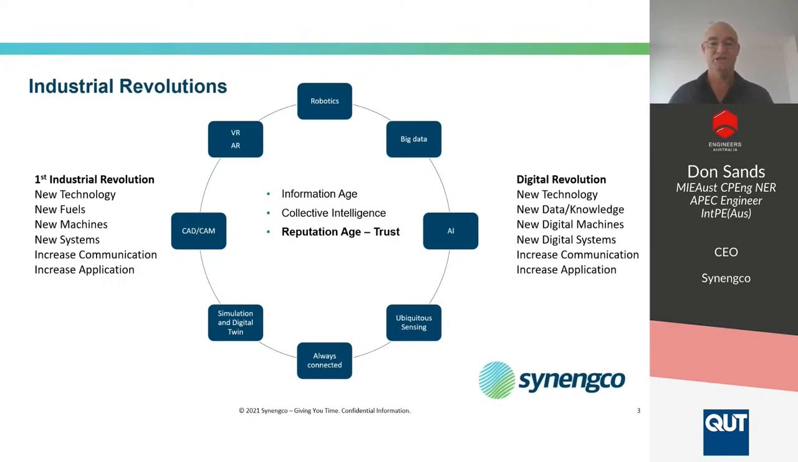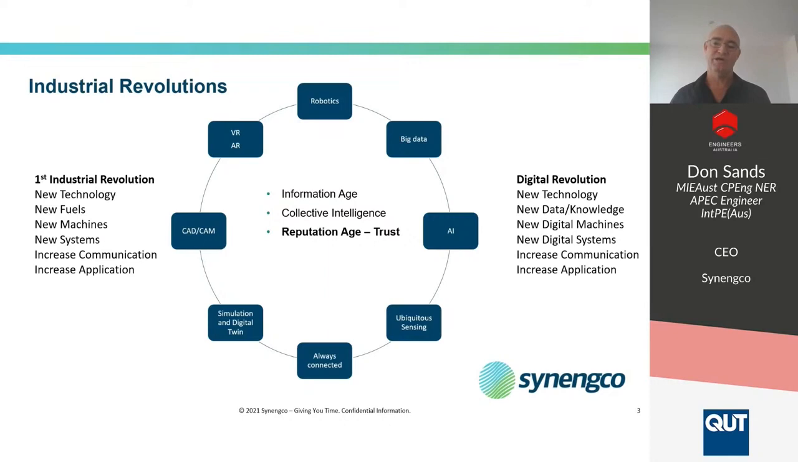Now, when we think about the digital revolution, there's lots of elements within that digital revolution. There's robotics, big data, artificial intelligence, ubiquitous sensing, always connected, simulation and digital twinning, CAD/CAM, VR and AR. Today, we're talking about simulation and digital twinning. But if we look at this drawing here, we can see that there's actually only two interfaces into the real world. There's the sensing, where we're sensing what's going on in the real world, and there's potentially robotics, which is associated with taking action in the real world. There's also an element here, which is having the human in the loop.